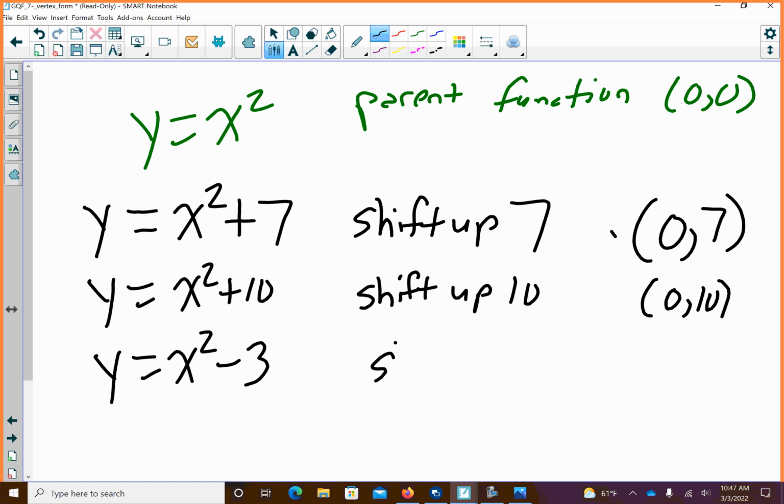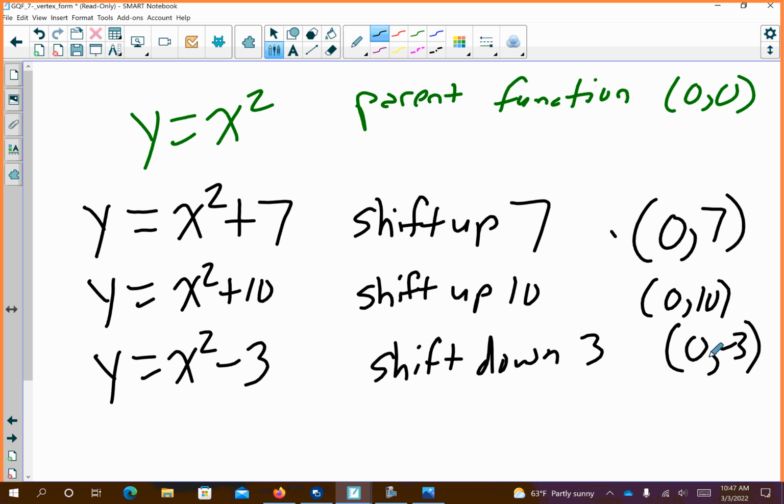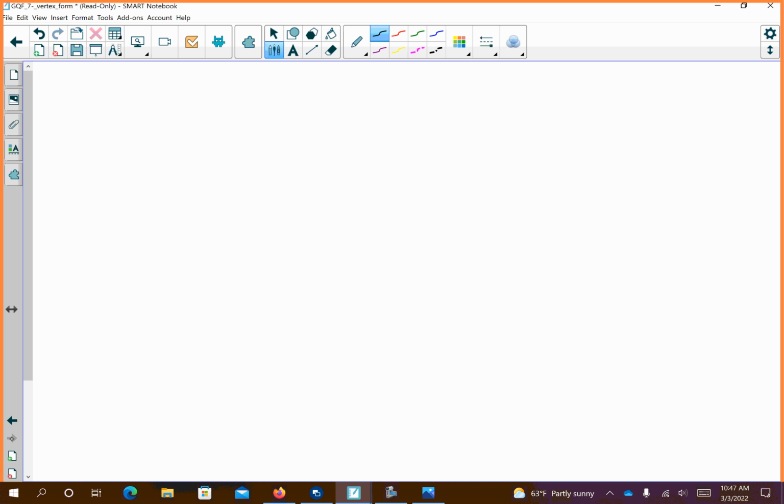Yeah, so shift down 3. So what's my vertex? 0, -3. See a pattern there? None of these are in parentheses, so it's just moving the graph up and down. That's all it's doing. Okay?